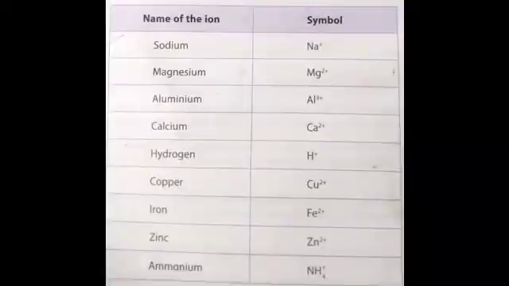Cations or anions may be monoatomic or polyatomic. Monoatomic means only one atom and polyatomic means there are more than one atom. As for example, let us see some of the cations. Sodium Na+, magnesium Mg2+, aluminium Al3+, calcium Ca2+, hydrogen H+, copper Cu2+, iron Fe2+, zinc Zn2+, ammonium NH4+.